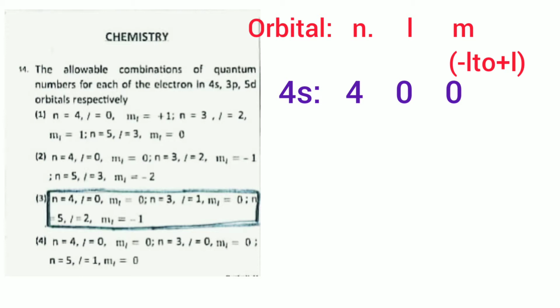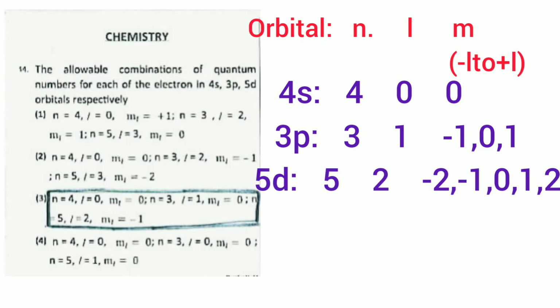For 3p orbital, its n value is 3, l value is 1. Why? Because s, p, d, f are 0, 1, 2, 3. So for p, l value is 1, and when coming to m value, minus l to plus l, that means minus 1 to plus 1, that means minus 1, 0, 1. For 5d orbital, its n value is 5 and l value is 2, and m values are minus 2 to plus 2, that means minus 2, minus 1, 0, 1, 2. So the answer is option 3.